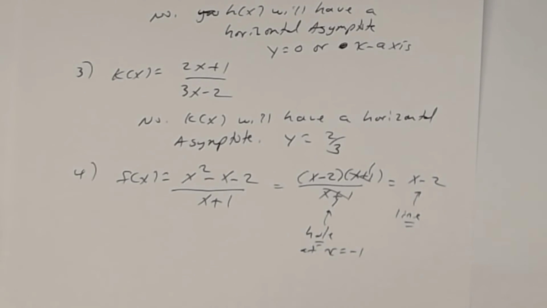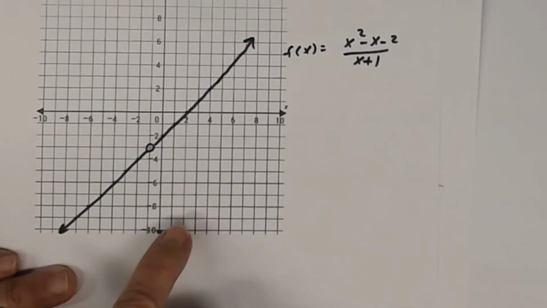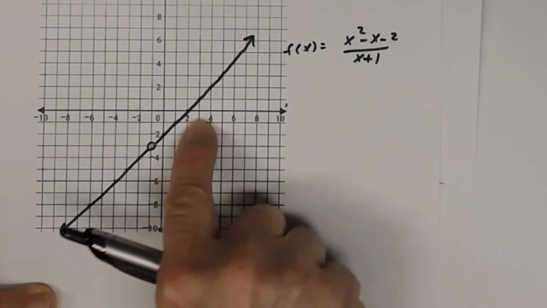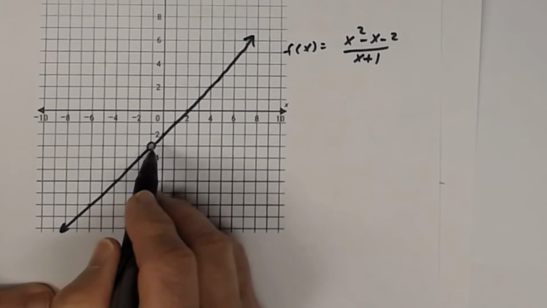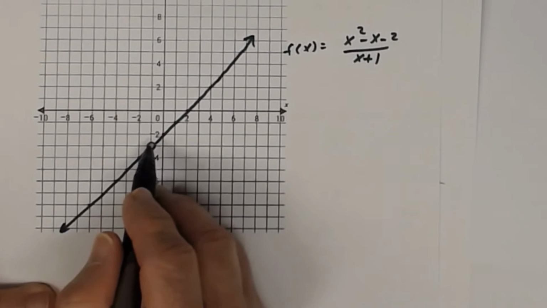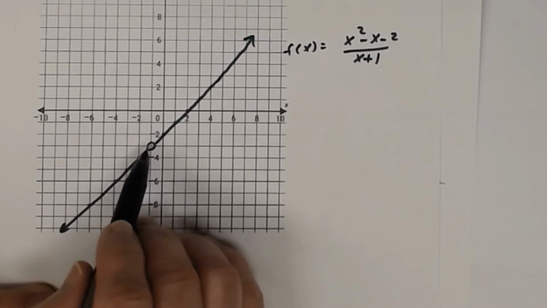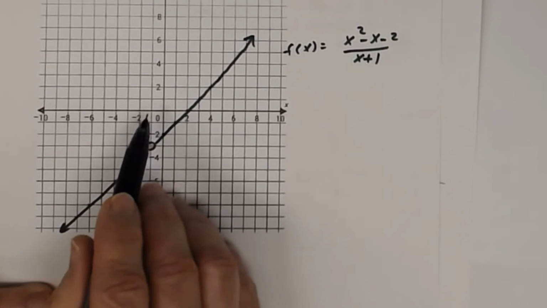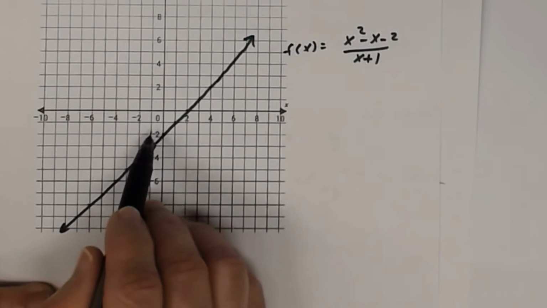And so here's what the graph looks like. That's the graph that we just graphed. So notice it's a line, and you see that hole is at x equals -1. See x equals -1 here? You have a hole, and you're going to find out when we start graphing how to find that y coordinate. So the y coordinate here is -3.